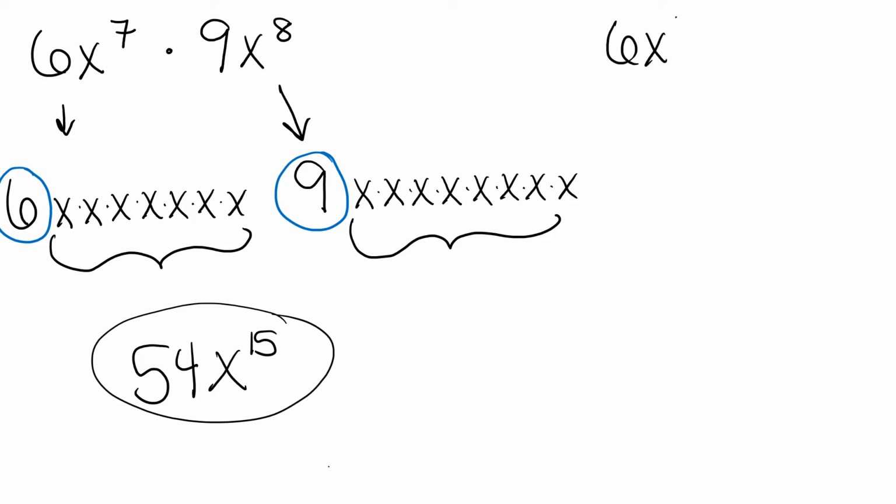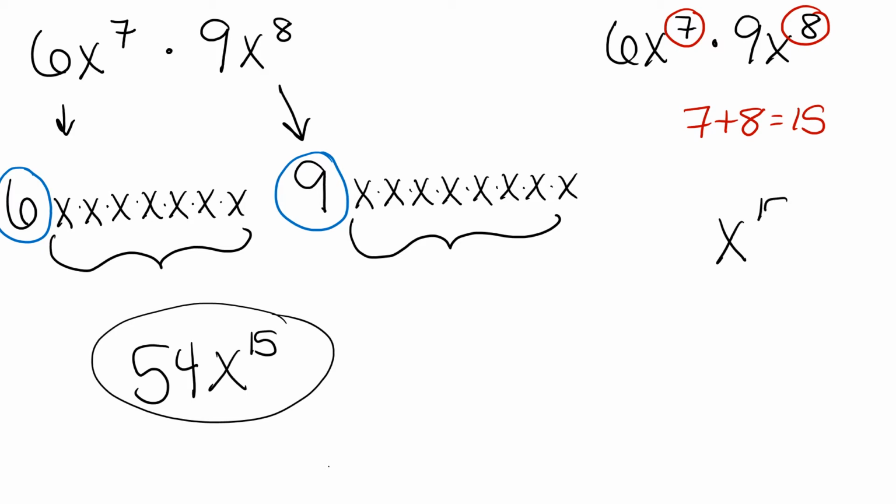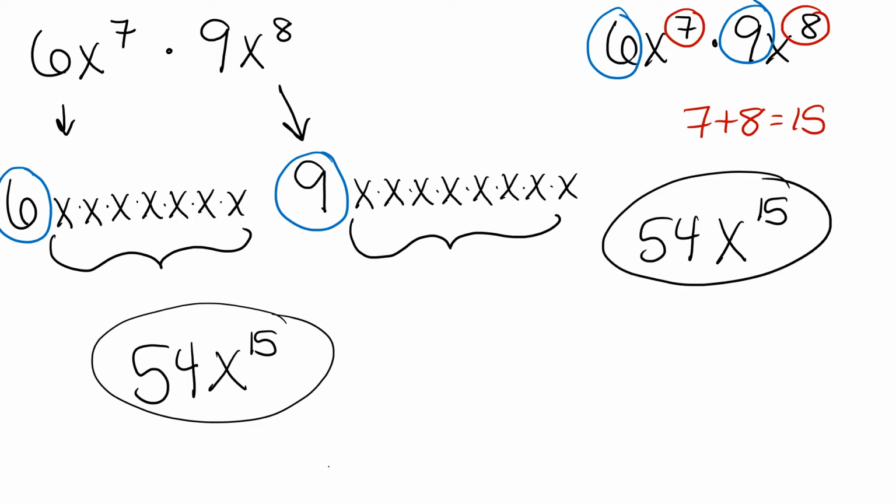If we wanted to use the shortcut, we would take our original problem, we would add the exponents together. 7 plus 8 is 15. The base number x has to stay the same, so that's x to the 15th. And then we multiply the coefficients. 6 times 9 gives us 54.